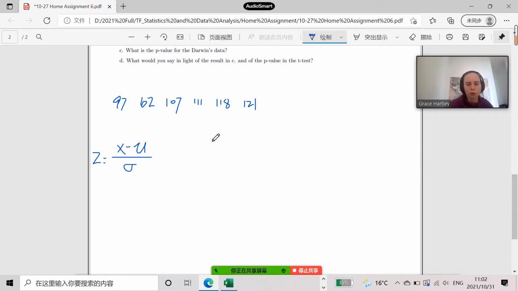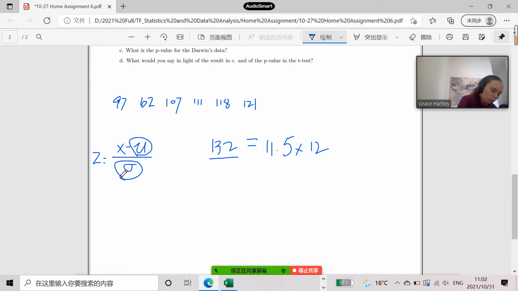So actually 132 is simply 11.5 times 12. Right, because you have 12 statistics and the mean of each one is expected to be 11.5. So basically that's how you got this 132. That's the mu, the expected rank. And you also get the standard deviation, which is the square root of that variance, which is 16.248, whatever.